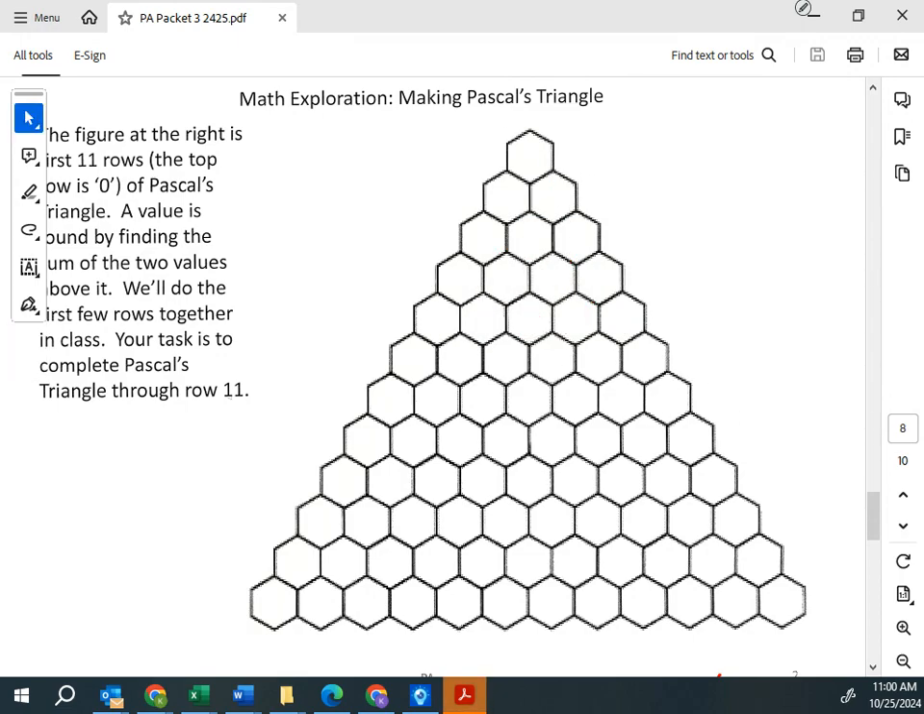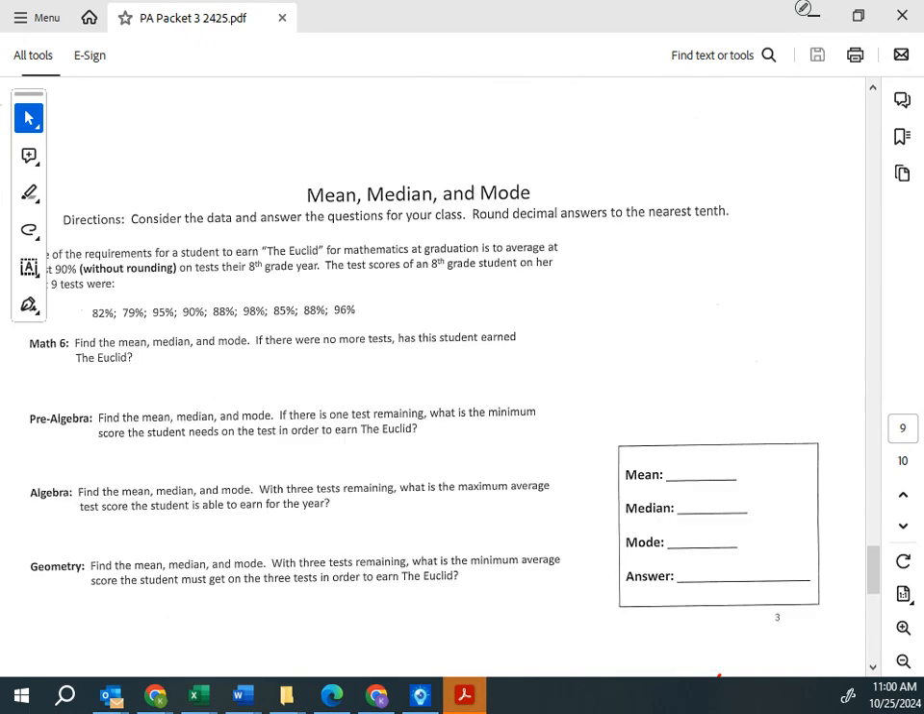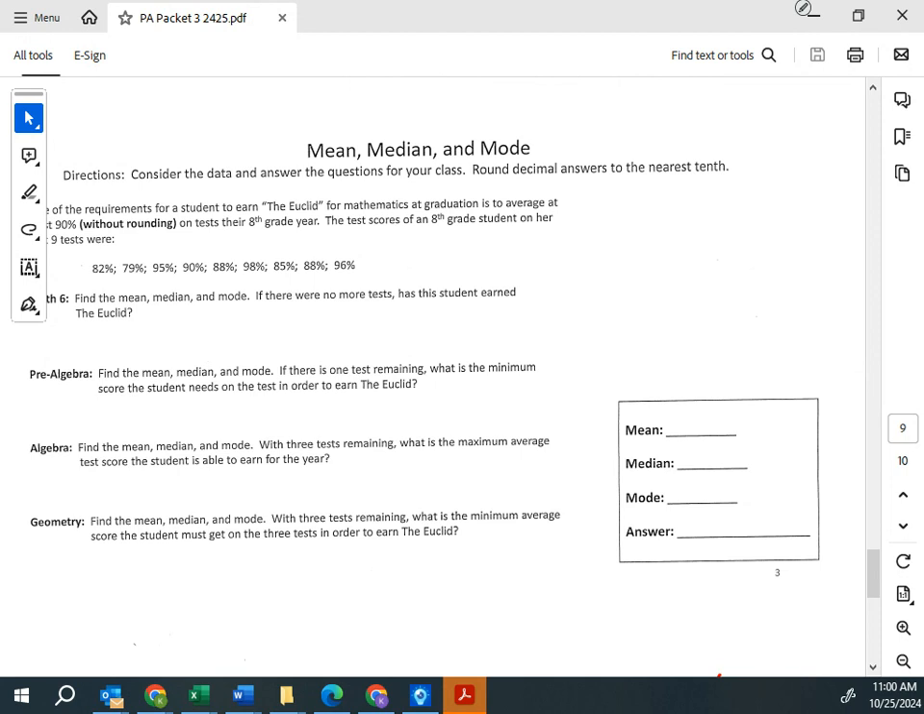Next page. Mean, median, and mode with a twist.